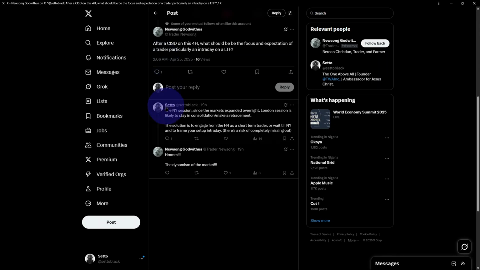I said the New York session, since the markets expanded overnight, London session is likely to stay in consolidation or make a retracement, right? The solution is to engage from the 4-hour as a short-term trader, because if you engage from the 4-hour time frame, you don't care about what London is doing. You don't care about what the New York session is doing. You're trading off of the 4-hour, you're putting your stop loss as an invalidation, and you're waiting for the markets to just do all this madness.